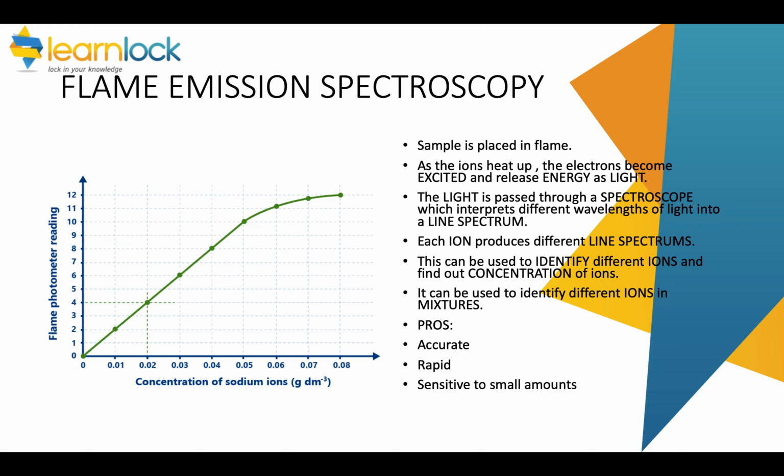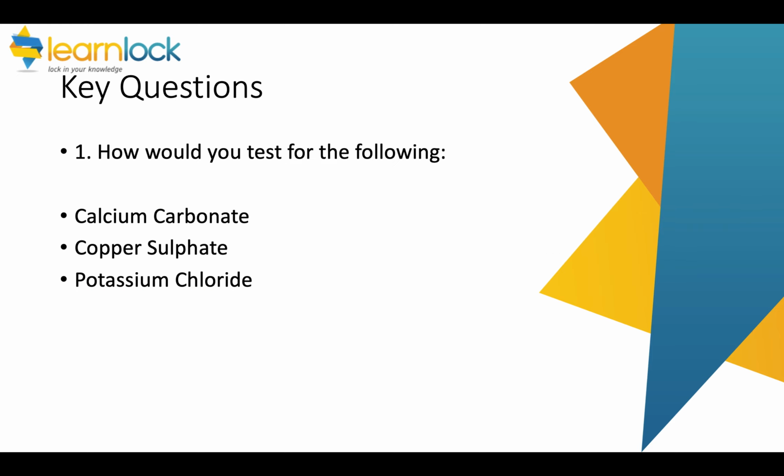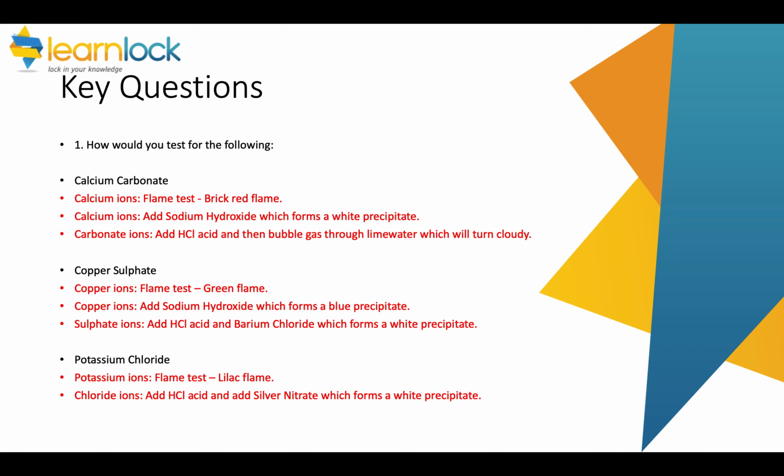Pause the tutorial now and give yourself 10 minutes to answer the following. How do you test to see if something's calcium carbonate? Well, first of all, the calcium part. To test for calcium ions, you can do a flame test and it will go brick red, or you can add sodium hydroxide and it will form a white precipitate. To test for the carbonate ions, you add hydrochloric acid, then bubble the gas through lime water and it will turn cloudy.